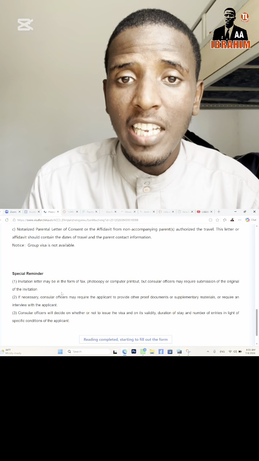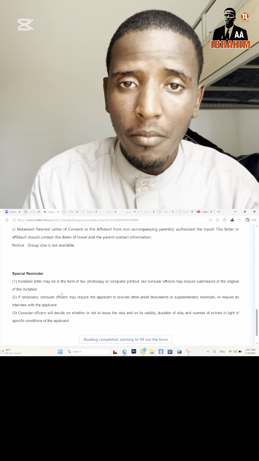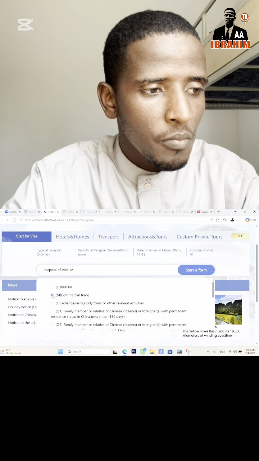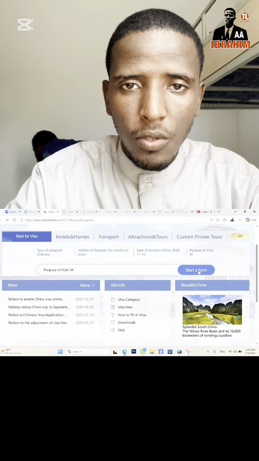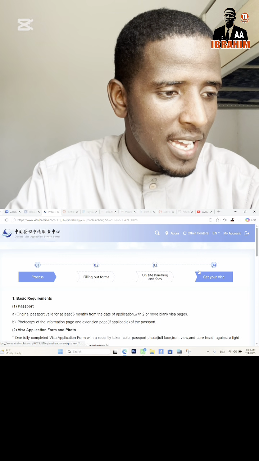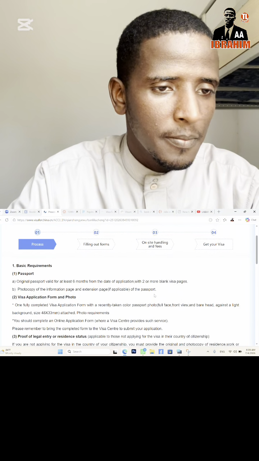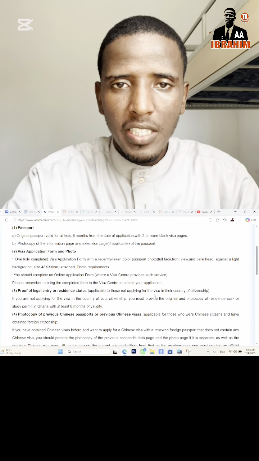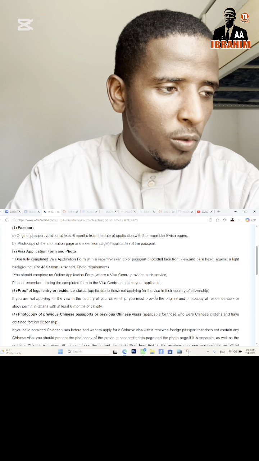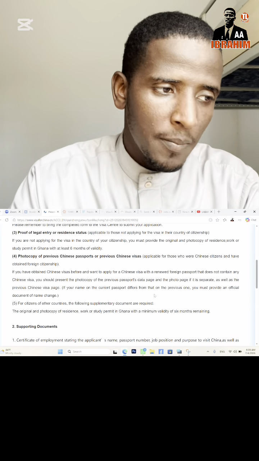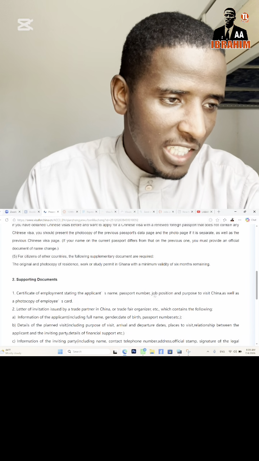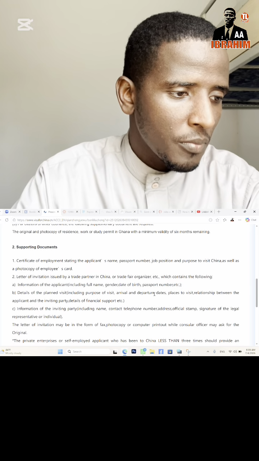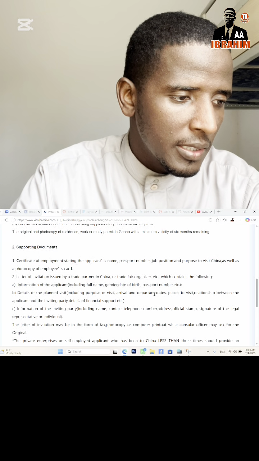Now we are checking the Chinese business visa, which is M visa. Commercial trade visa is the same as business visa. Commercial visa, right? Start your application. Checking the documents you need for this one. Okay, this one, so you need your passport, visa application form, proof of legal entry. I already explained this. Photocopy, supporting document.